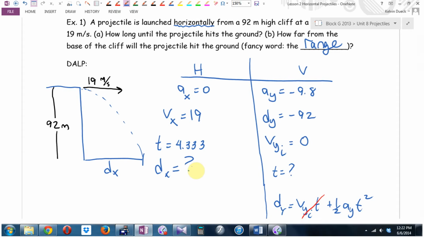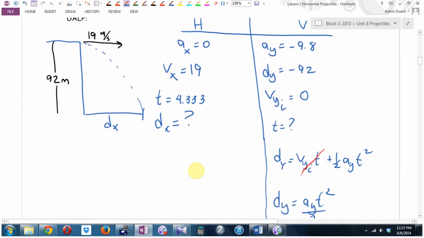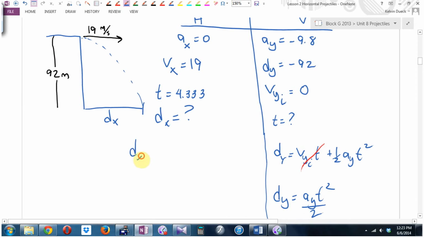Which one? Same? Really? Oh, this is nice. So you're saying I can use dx equals vxt plus 1/2 axt squared? Darian, why didn't I put an initial there? Because there's an initial in the equation. Why was I lazy and omitted it? Initial is final because ax is 0.